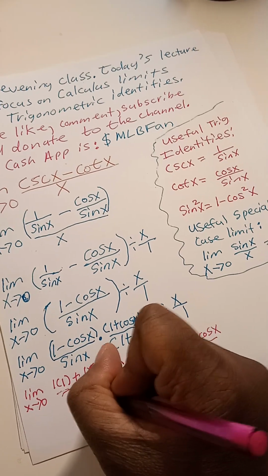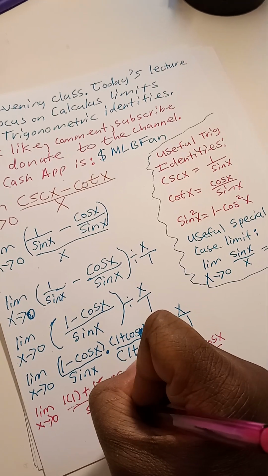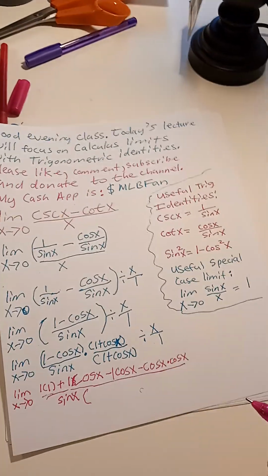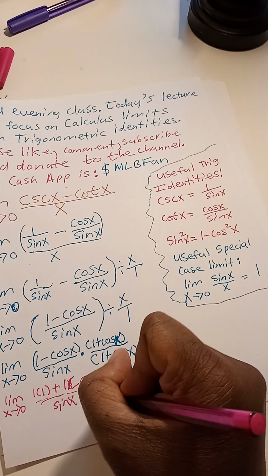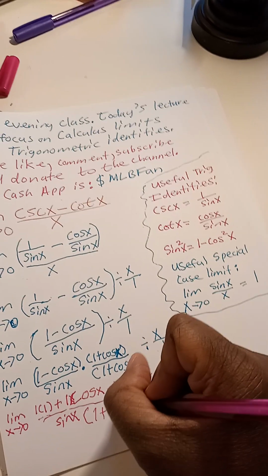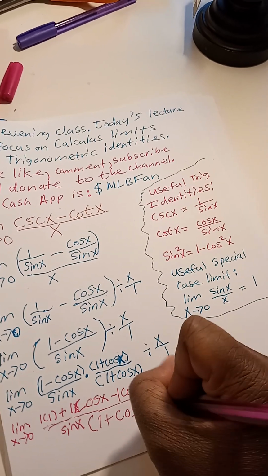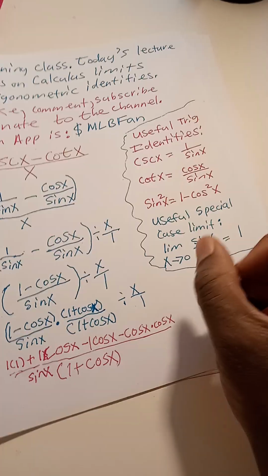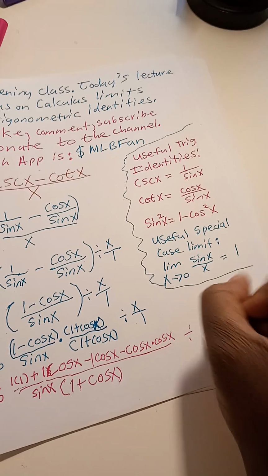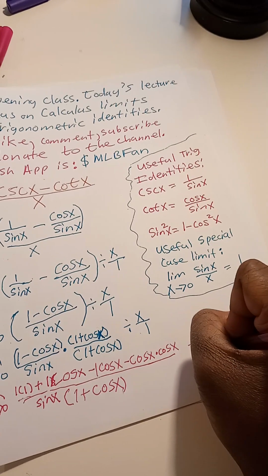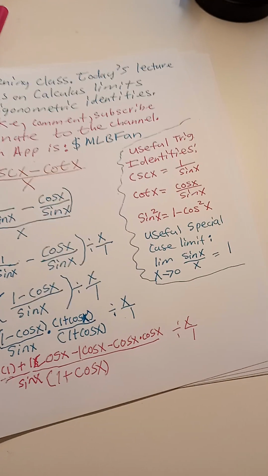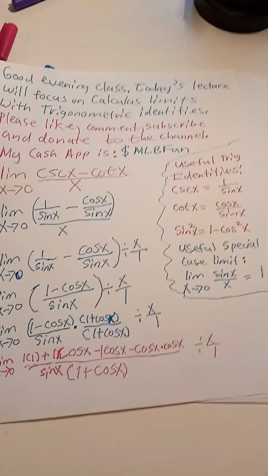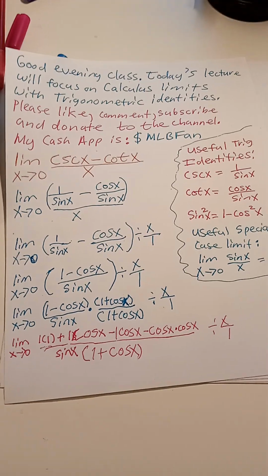sine of x times 1 plus cosine of x. And then off to the side, divided by x divided by 1. And then we will simplify this on the next page. And so we will let this marinate here.